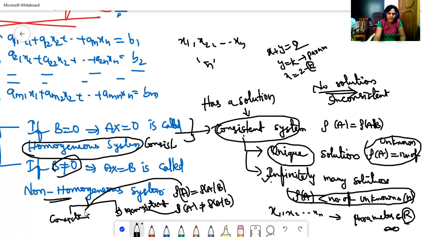If equal, consistent. When it is consistent, we can again check whether the solution is unique or infinite. Unique means number of unknowns equal to rank. If rank is less than the number of unknowns, infinitely many solutions. These conditions are very, very important.